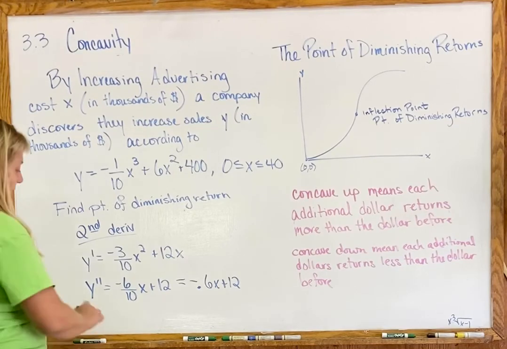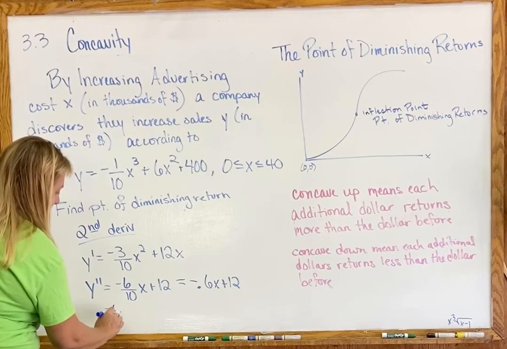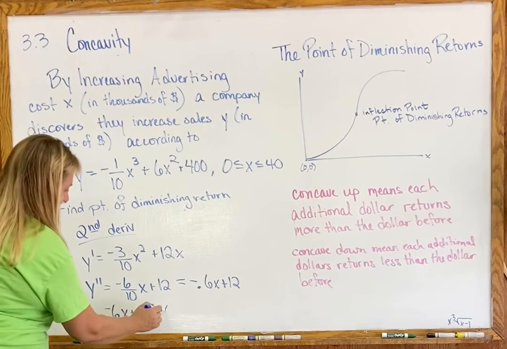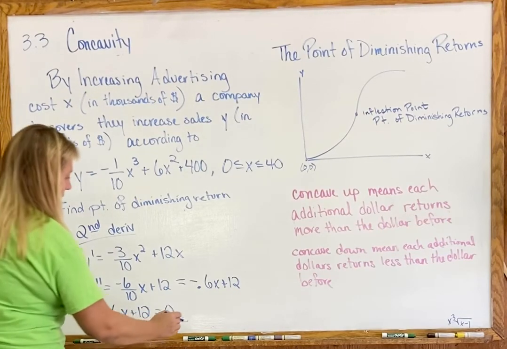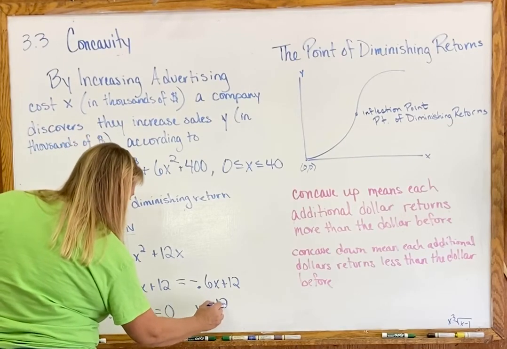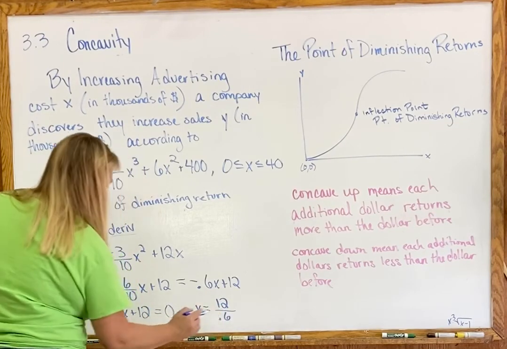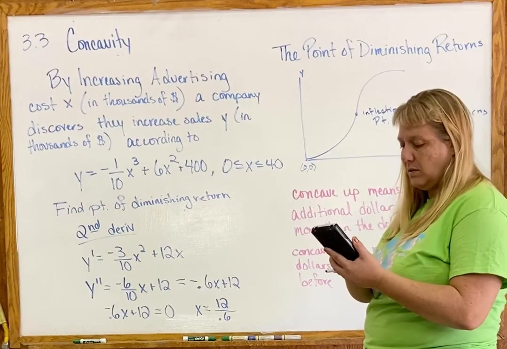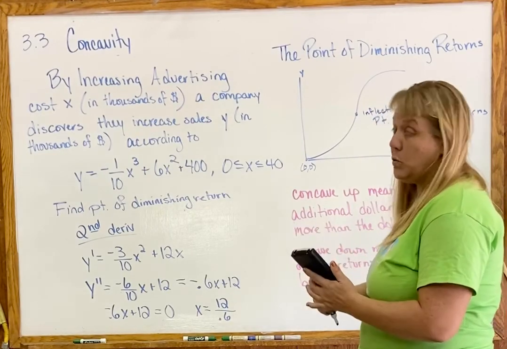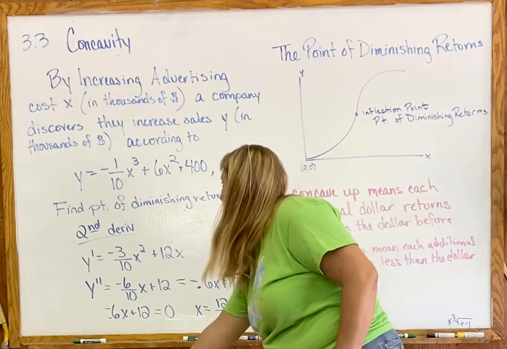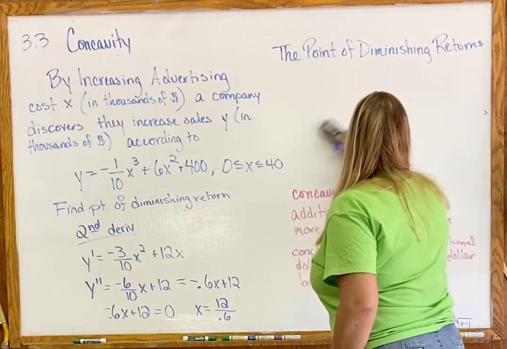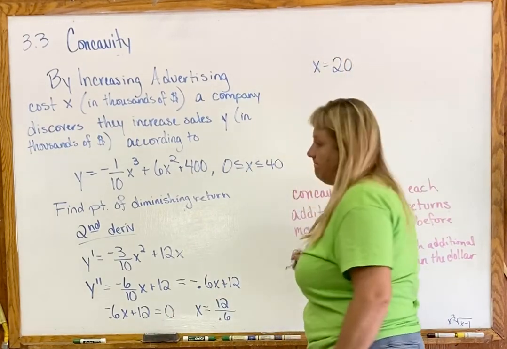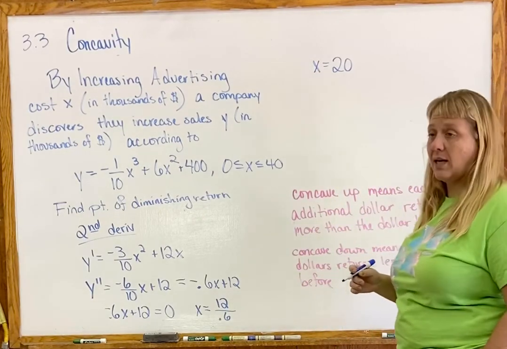And in order to find the point of diminishing returns, we're going to take this second derivative and set it equal to 0. Okay? So we will end up with x equals 12 over 0.6. And again, I'm pretty sure that's 20, but you know, with decimals, it never hurts to try. 20. Okay, my math has not failed me. So we get x equals 20. Okay? So the point of diminishing return is going to come when x equals 20.